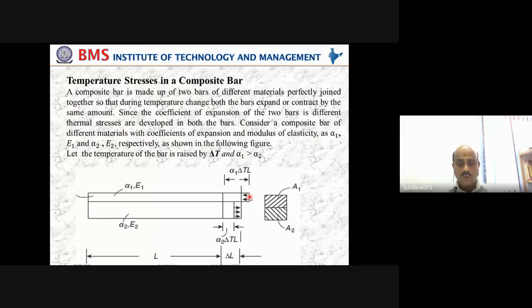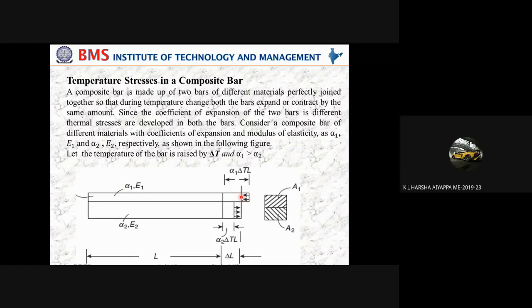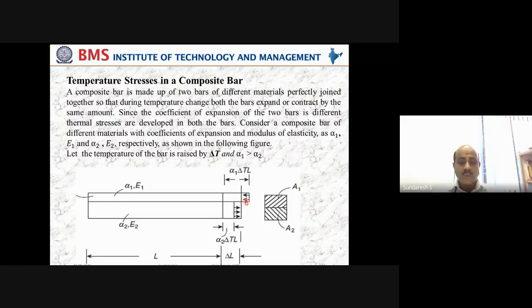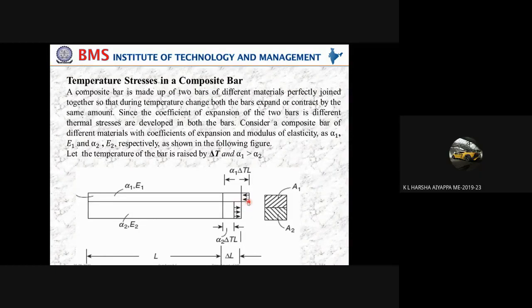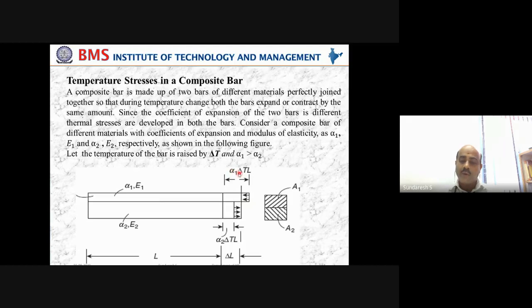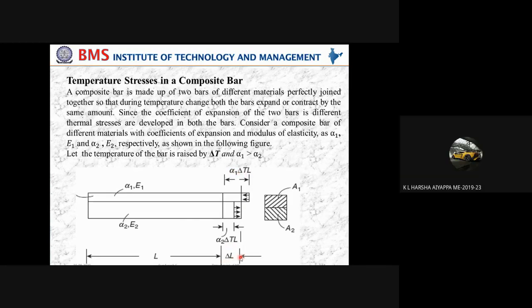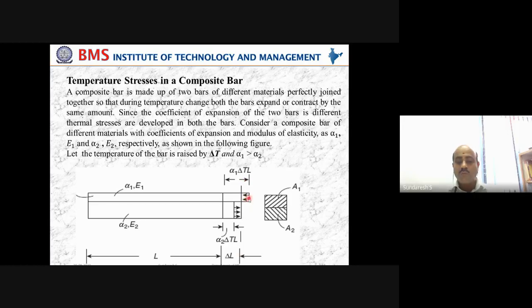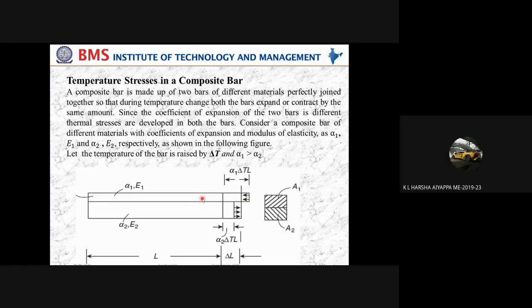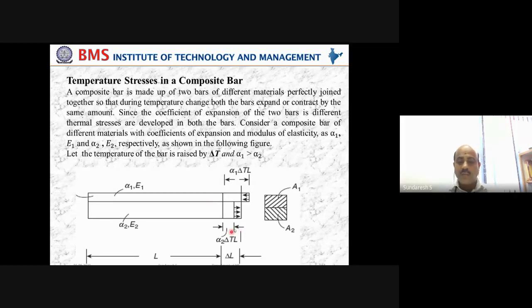So from here to here is the amount of deformation that material 1 will undergo. So to calculate this distance, subtract: alpha 1 into delta T into L minus delta L. Am I right? Yes. So that will constitute the amount of contraction that material 1 will undergo, which is nothing but the deformation in material 1. Got it?